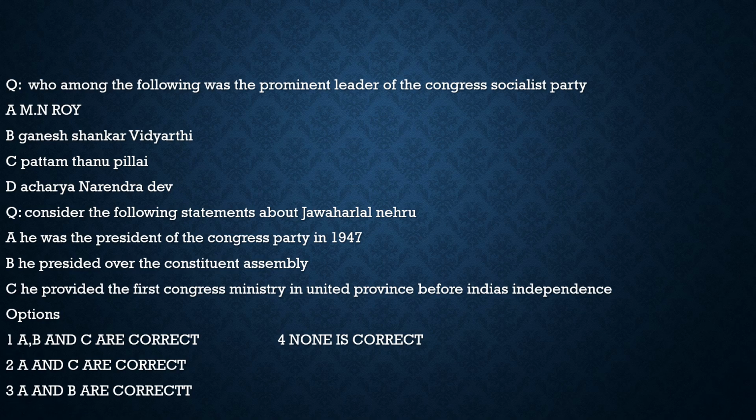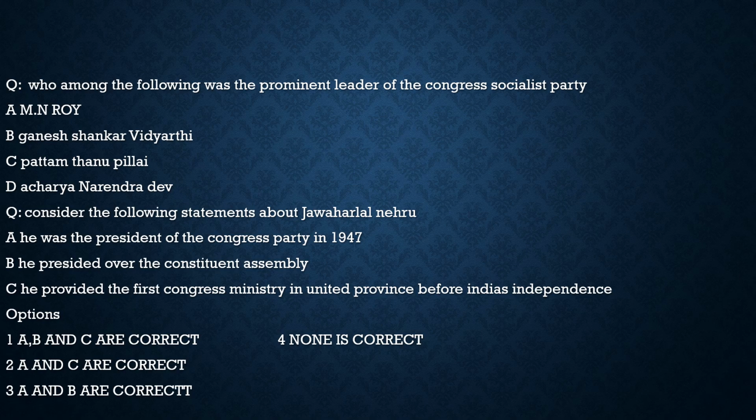Now coming to another question, it says, consider the following statements about Jawaharlal Nehru. I will explain a method here if you don't know the answer to such a question. Let's assume that you are seeing this question for the first time. Let us try to solve it without knowing the answer. Statement 1: he was the president of the Congress Party in 1947. Let's assume that you don't know the answer to it, you haven't read about it.